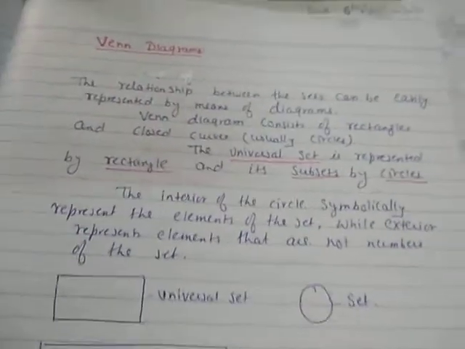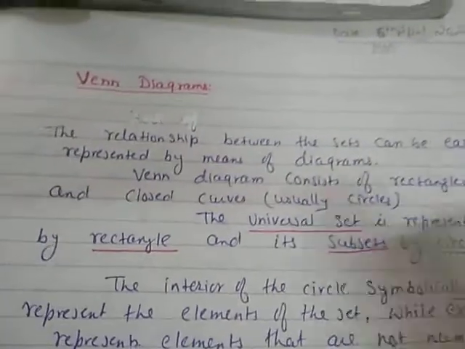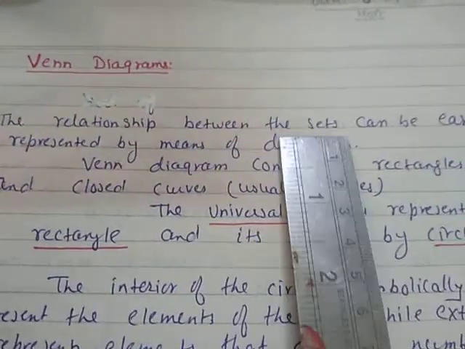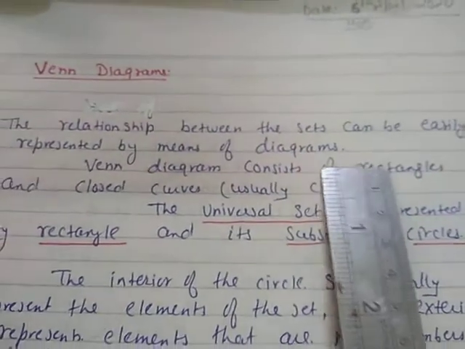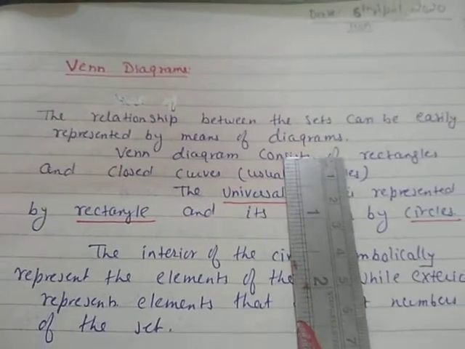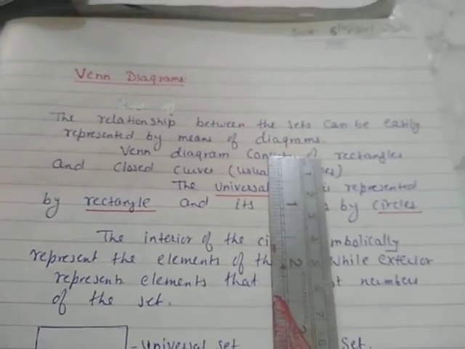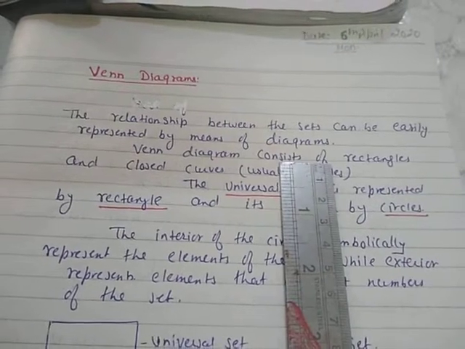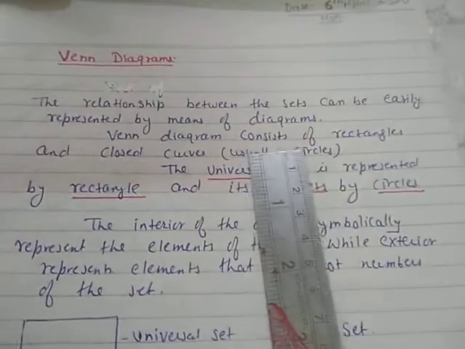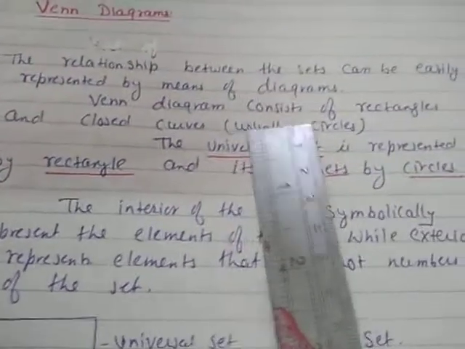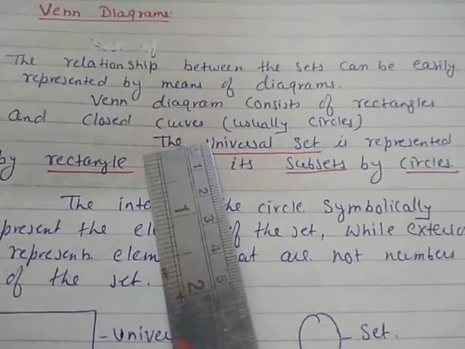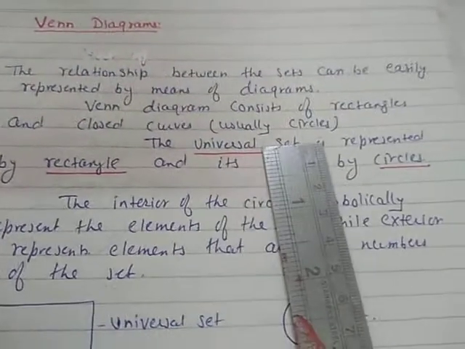Let me continue with the topic Venn diagram. Now, what is a Venn diagram? The relationship between sets can be easily represented by means of diagrams. You all know the geometrical representation. The geometrical representation of sets is done by Venn diagram. A Venn diagram consists of a rectangle and closed curves, usually circles.